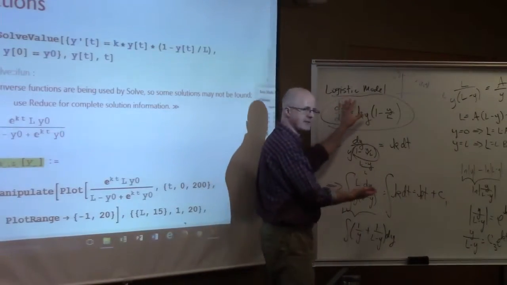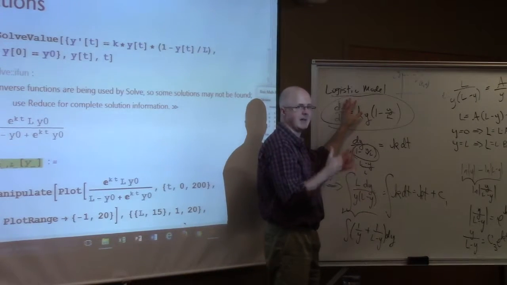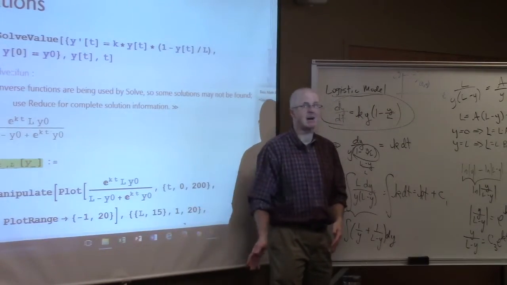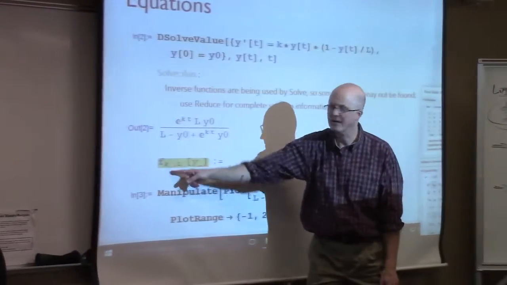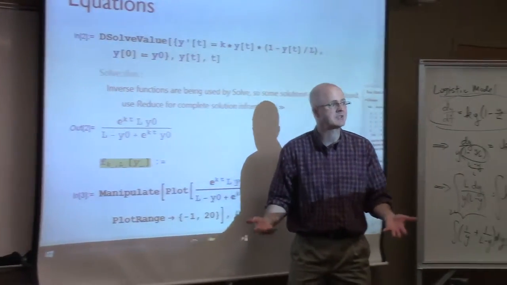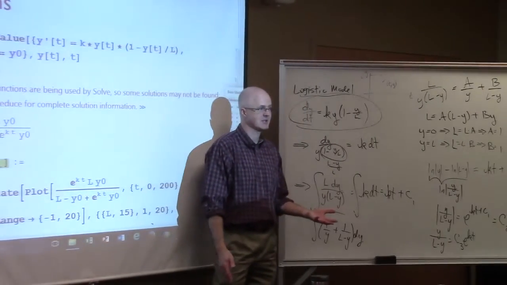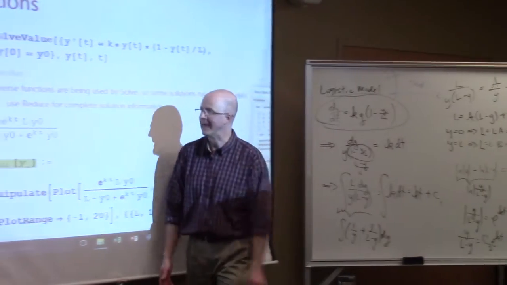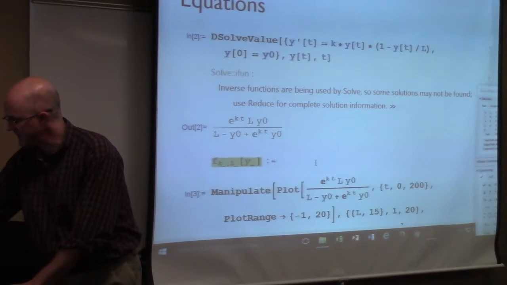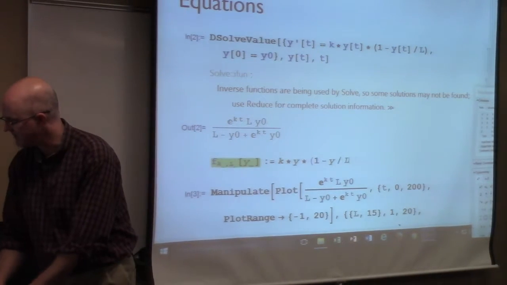K and L are constants. Y is the variable. So for any fixed values of K and L, I'd make a slope field. But if I want to allow myself to change K and L by doing the subscript thing here, that will allow me to change K and L, to change the differential equation, essentially, and change the slope field at the same time. The slope field will adjust for different values of K and L, and I'll be able to animate it. The formula here is the same as the one on the board. K times y times 1 minus y over L.